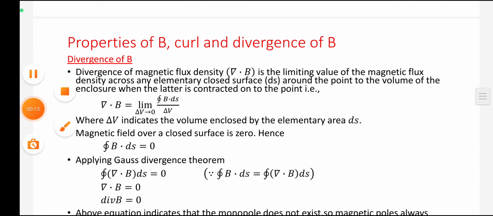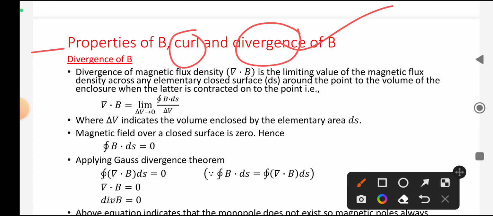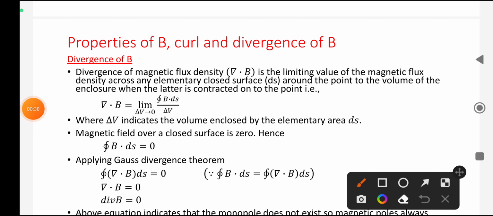Okay, so today's topic is properties of B. B means magnetic flux, magnetic field or magnetic field induction; the curl and divergence of B. There are two properties: one is the curl property, the other is the divergence property. These two properties we have to explain here. So first one, divergence of B. B means magnetic field or magnetic induction or magnetic flux density.